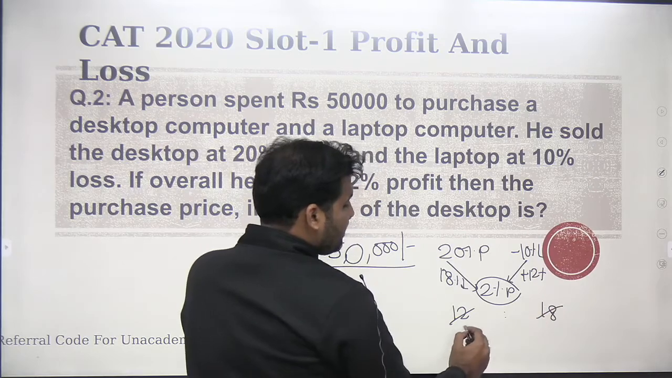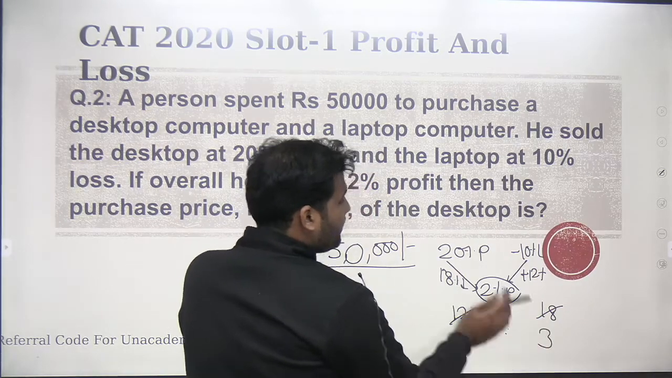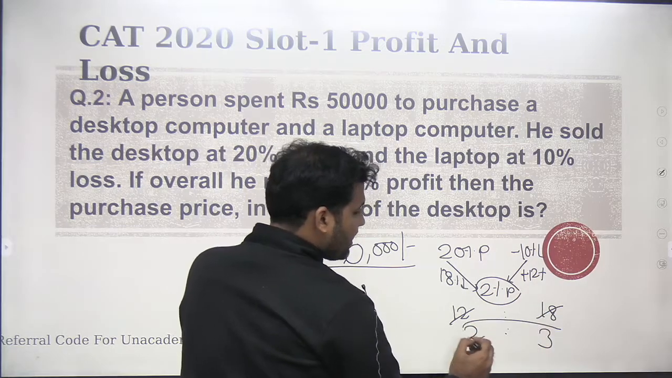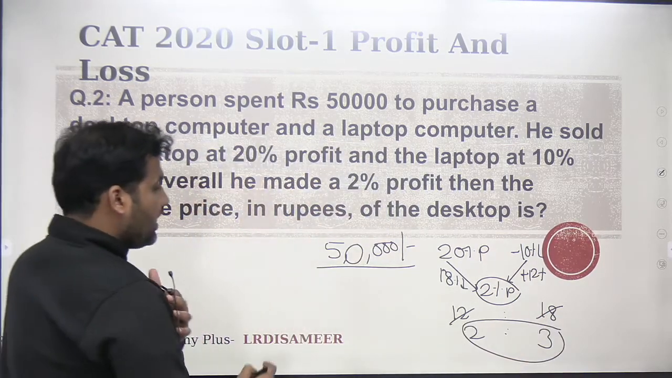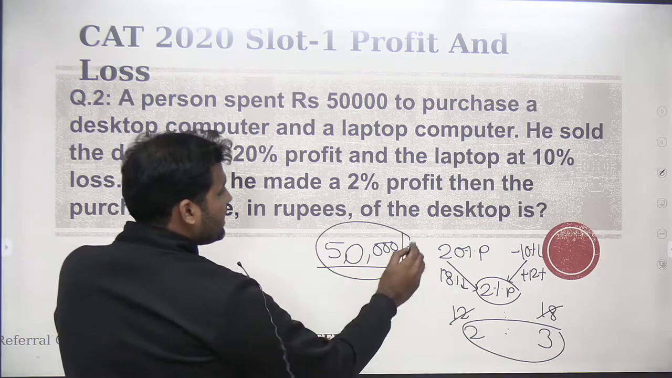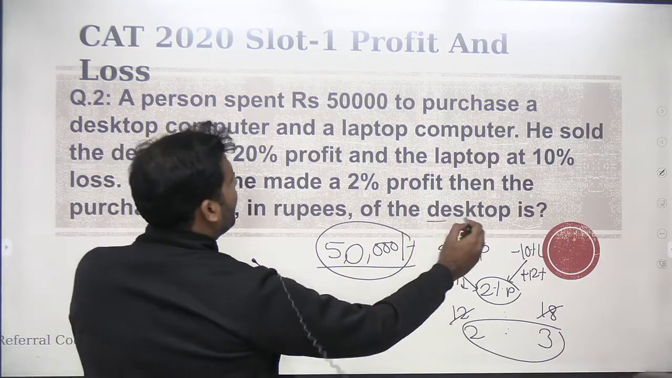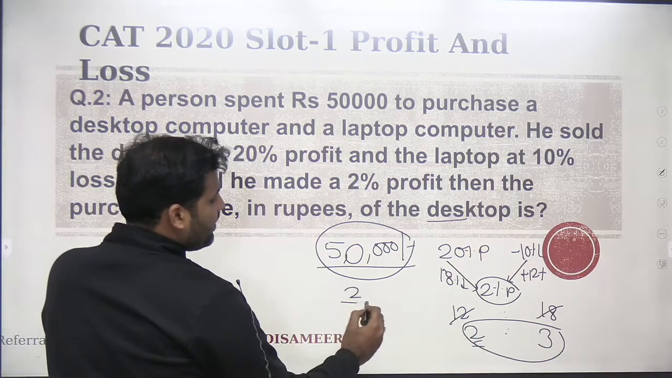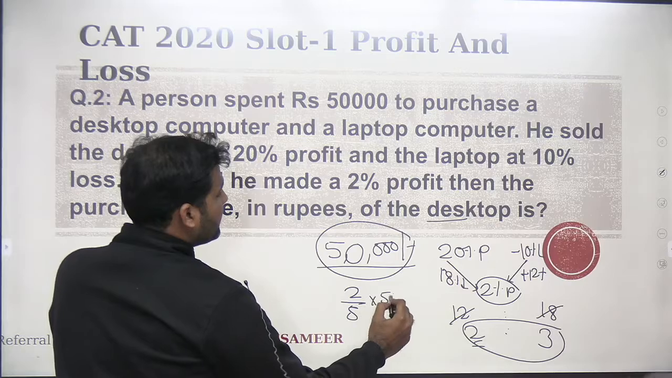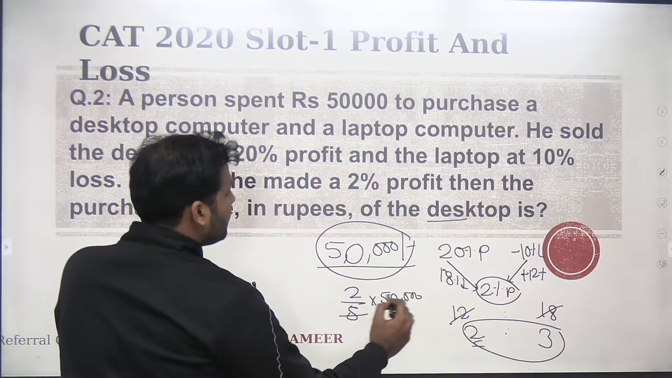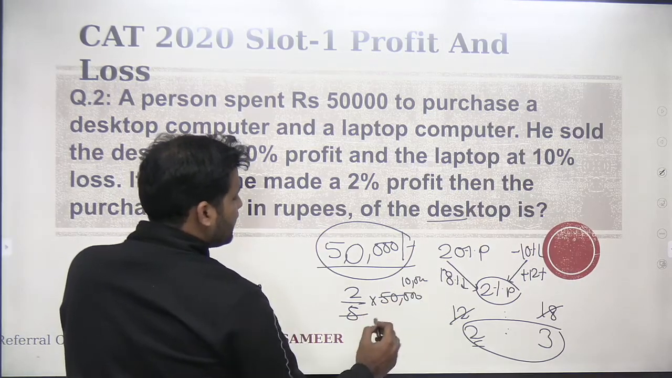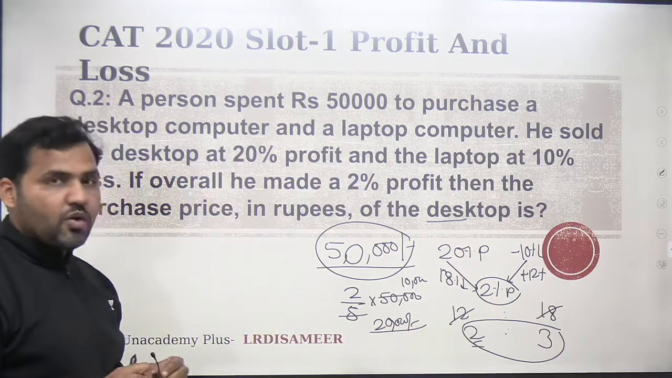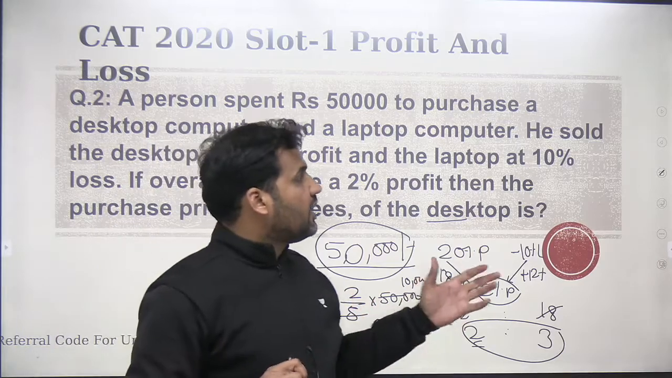That means the cost price of these products, which are a desktop computer and a laptop computer, must be in the ratio of 2:3. Now just divide 50,000 in the ratio of 2:3. We are supposed to find out the cost price of the desktop. Cost price of desktop would be 2 by 5 of 50,000, and the answer to the question will be 20,000. So that's the answer of the question. Very, very easy one, right? See, no equation required to solve the question, right, guys?